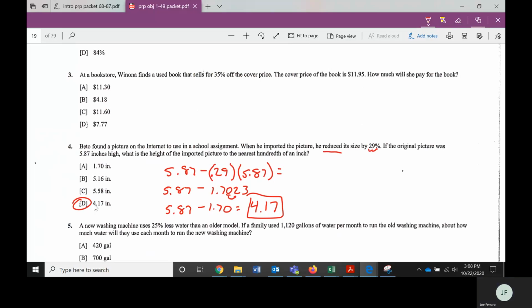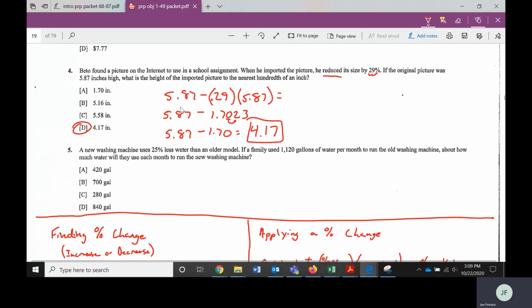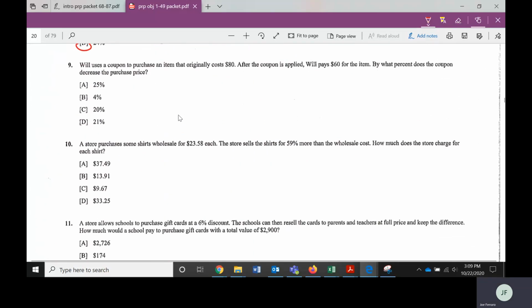Okay. Two problems left, and then we'll be done. Turning the page, I'm going to go to number 10. It says a store purchases some shirts wholesale for $23.58. That means they buy them from the people that make them. The store sells the t-shirts for 59% more. Okay, so that's key. They sell it for 59% more than the wholesale cost. How much does the store charge for the shirt?